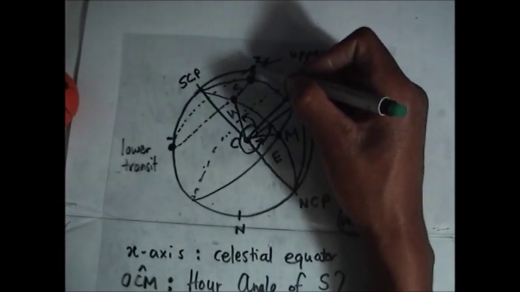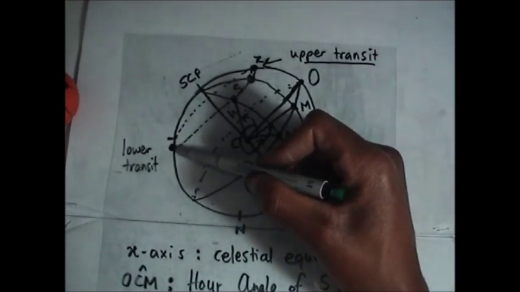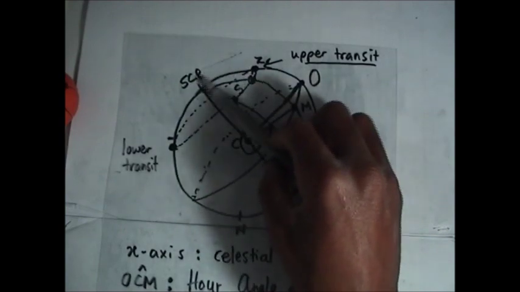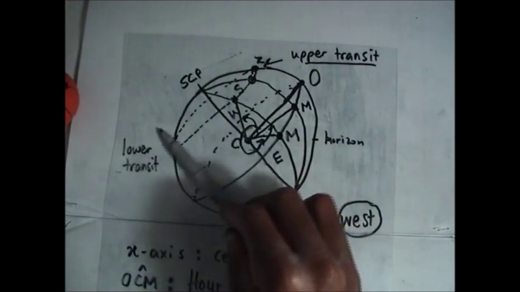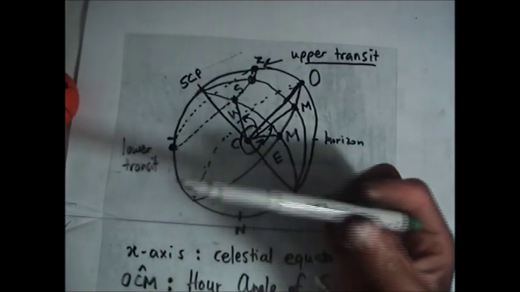This is where the upper transit is happening, because it's crossing the celestial meridian at this point and also at this point. This is upper transit because it's the point that is above the celestial axis. And this is the lower transit, because it's the point that is below the celestial axis. This is the celestial axis. So this one is going to be lower transit.